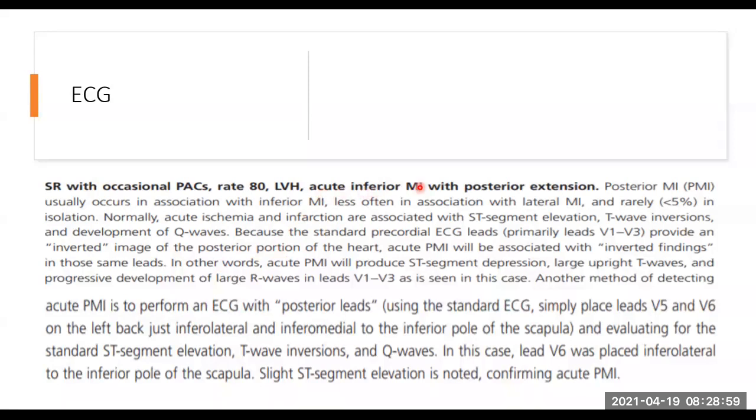Acute inferior MI with posterior extension, all right? So let's read about it, then we'll try and logic it out a little, all right? So posterior MI usually occurs in association with inferior MIs, less often in association with lateral MIs, okay? Why do you think that is? It's because of the blood supply.